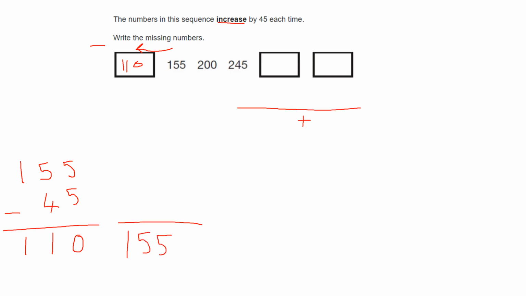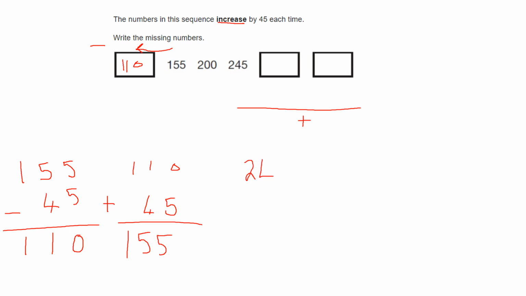And I'm going to do the inverse of subtraction. I'm going to do an addition. So I'm going to do 110, and I'm going to add 45, because the question asks me to increase by 45 each time. 0 add 5 is 5. 1 add 4 is 5. 1 add nothing is 1. So I was right. This time I've got 245.